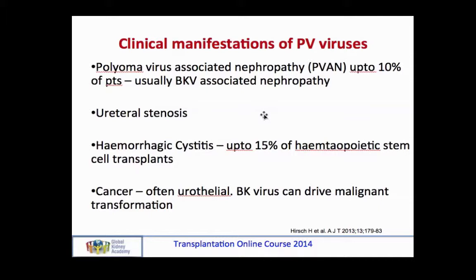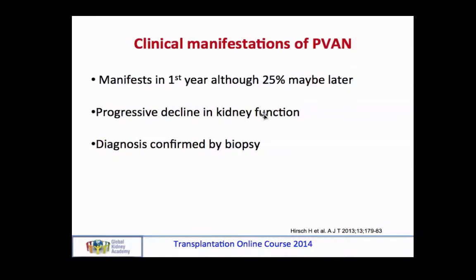So what are the clinical manifestations? Well, the clinical manifestations of BK nephropathy are usually an elevation in serum creatinine, so a decline in graft function. Polyoma virus-associated nephropathy can affect up to 10% of patients. You can also get ureteric stenosis. You can get hemorrhagic cystitis, usually seen in bone marrow transplantation. And there are associations with cancer, with urothelial cancer, so BK viruses can drive malignant transformation within the cells. It usually manifests in the first year, but maybe later. And as I said, it's characterised by this progressive decline in kidney function, and it's confirmed by biopsy.